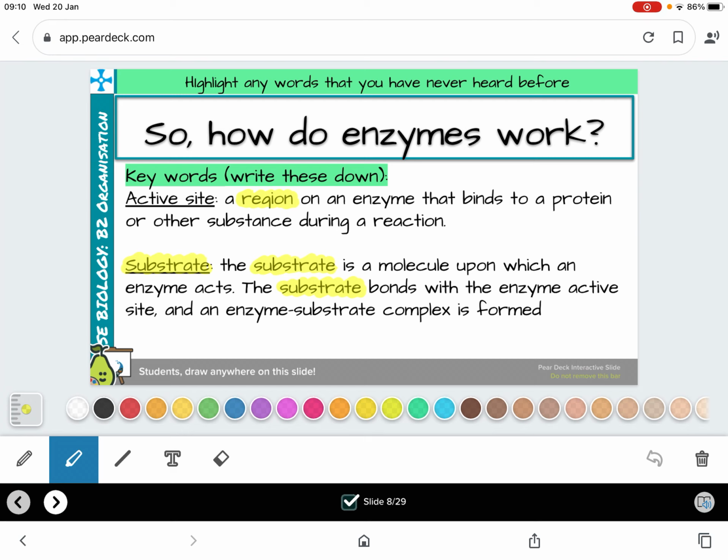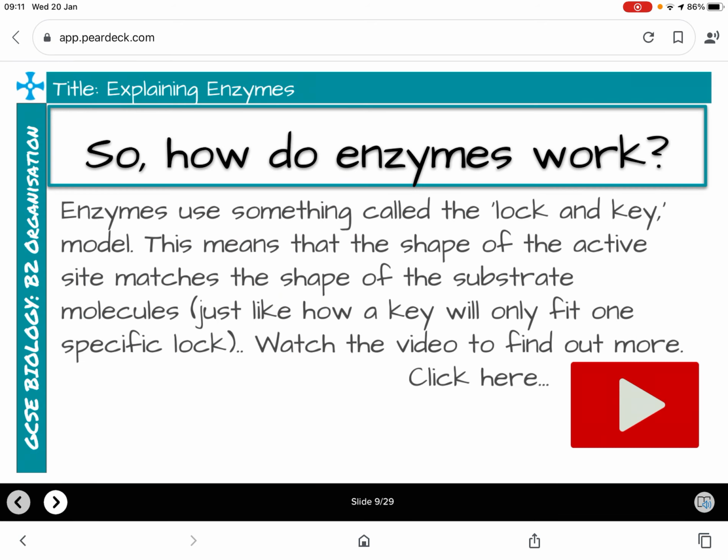So the active site, a region on the enzyme that binds to a protein or other substance during a reaction. And the substrate. The substrate is a molecule upon which an enzyme acts. So the substrate is the thing that needs to be broken down or built up. The substrate bonds with the active site to form an enzyme substrate complex. Okay, so you were asked to write those two words down.